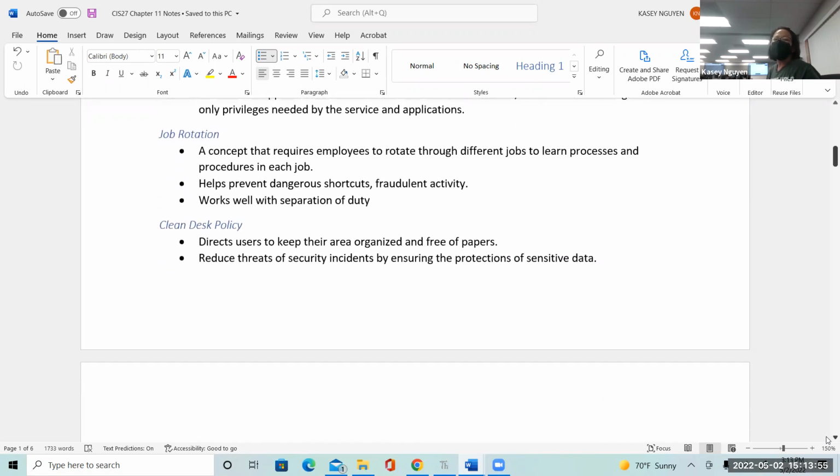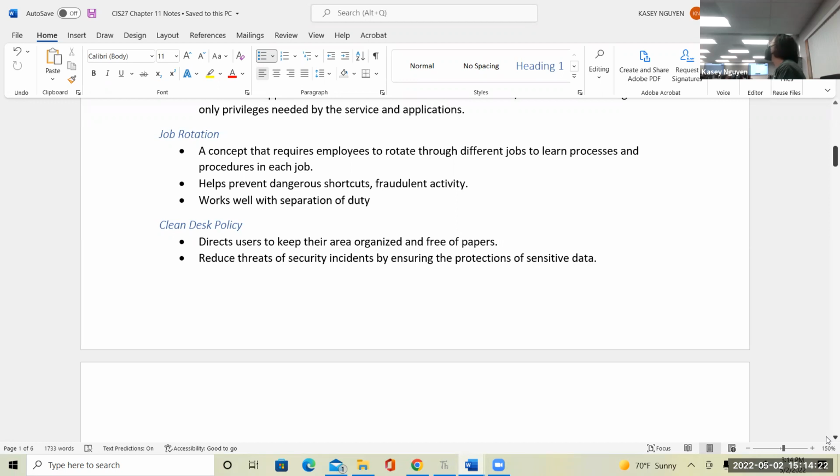Also, job rotation and clear desk policy. Some of the things that we deal with is sensitive data, like your personal healthcare information or employees' healthcare information, right? Sensitive engineering or proprietary design. So job rotation requires people to go from one position to another in that team, and it allows you to check for fraudulent activity.